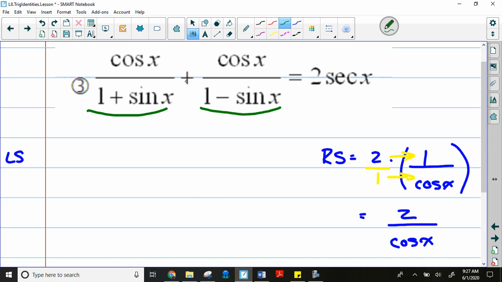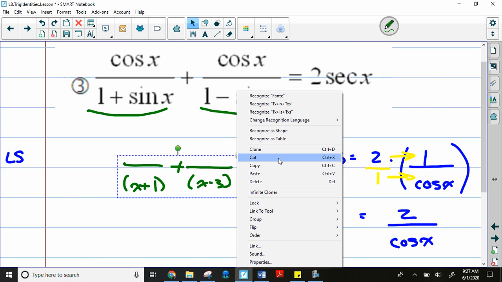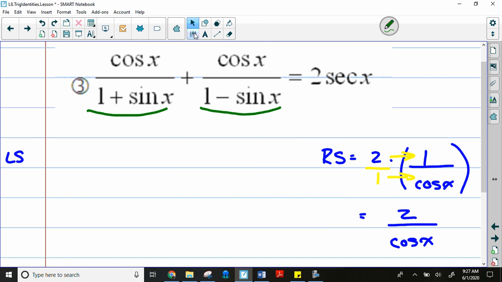Bottom line, we've got two fractions, we have to make a common denominator. When we were doing questions that were rationals, and you had a question where it was an x plus 1 and a question where it was an x minus 3, you would multiply by the other denominator, like we've done this. So let's delete that and solve it.